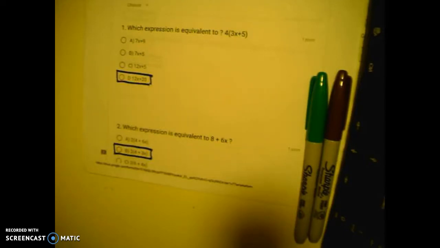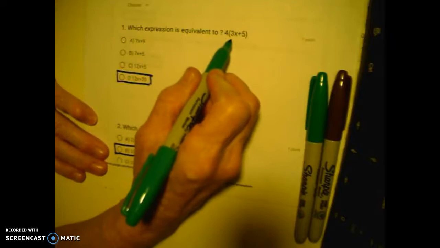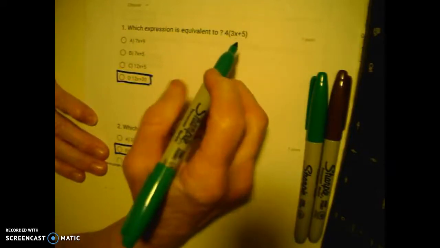In any case, the results are not fantastic from the quiz, and so I would like everyone to go over each one of the answers. Your homework for this week, which will be posted in Classroom, will be a problem by problem dissection of what went wrong. So question number 1, which expression is equivalent to 4 times the quantity 3x plus 5?